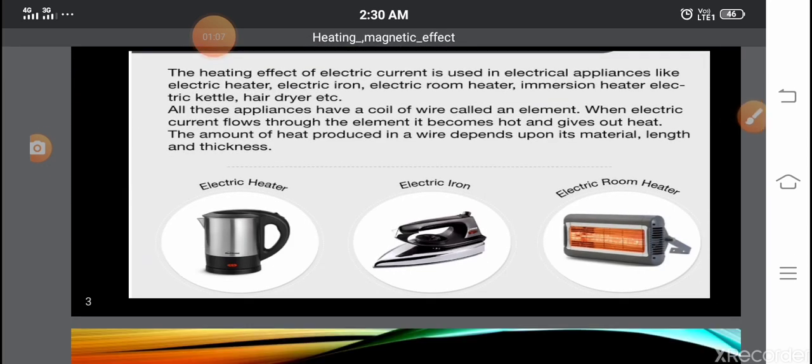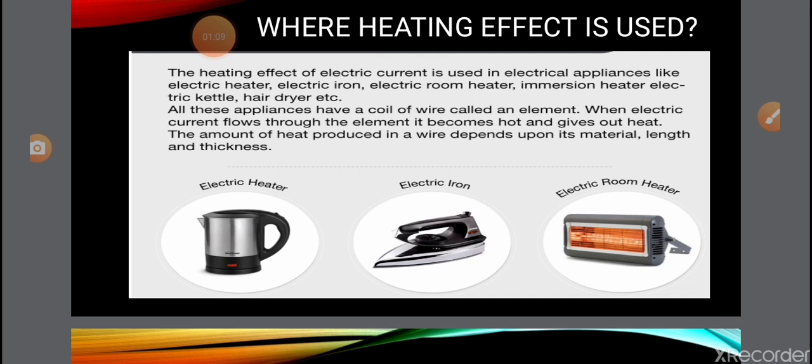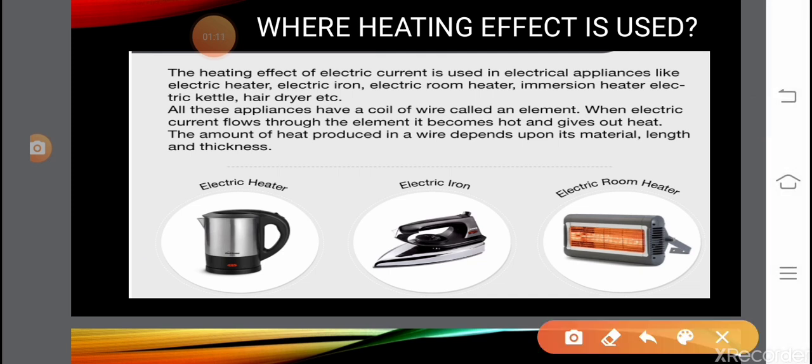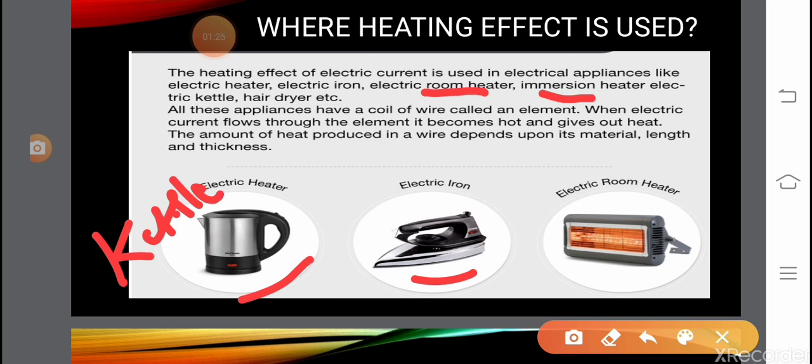Next is where this heating effect is used. This heating effect is used in many appliances. For example, electric iron, the press that you use at your home, or electric heater. Heater means the kettle that is used to make tea, or the electric room heater that is used in the winters to get warmth in our rooms, or hair dryer, and so many appliances.